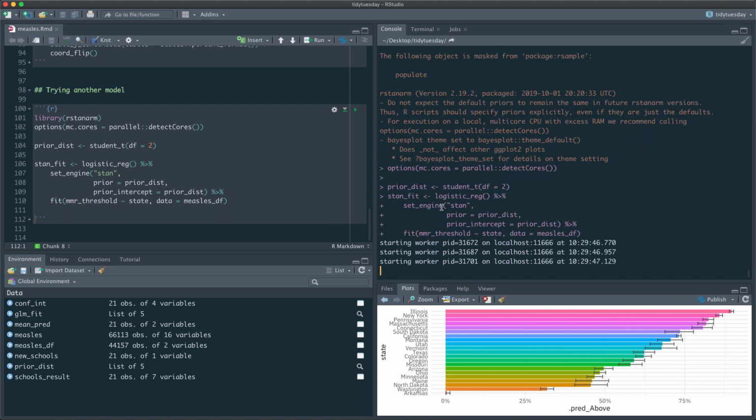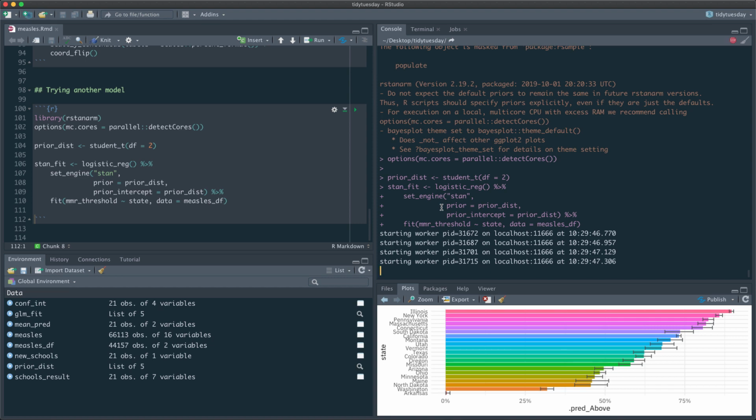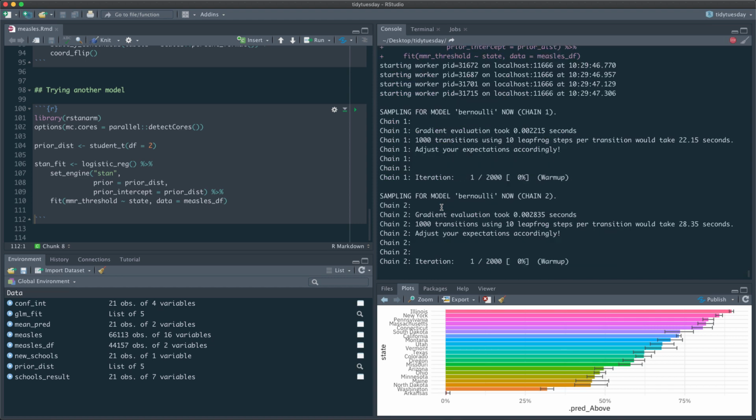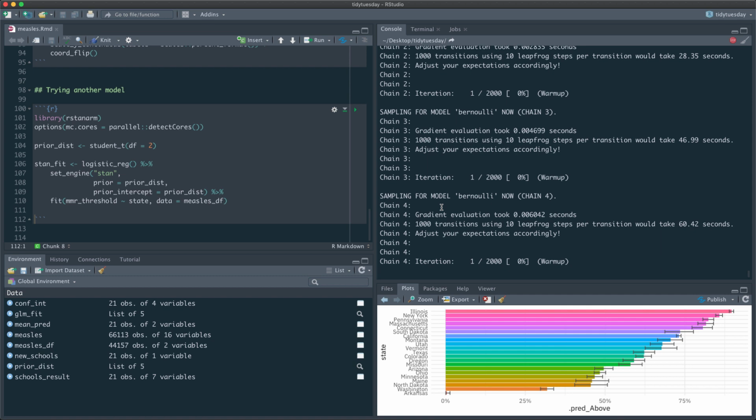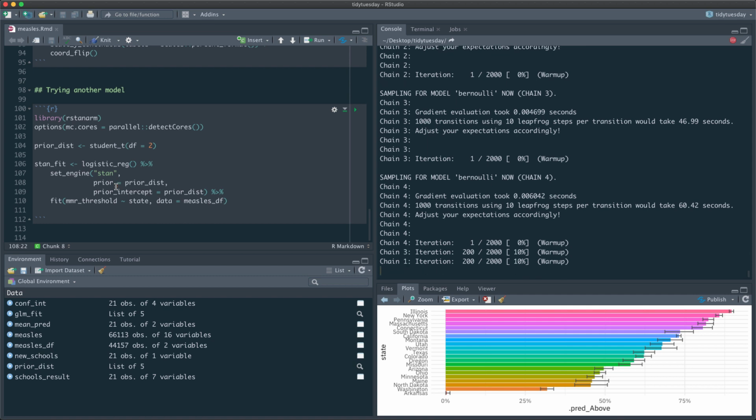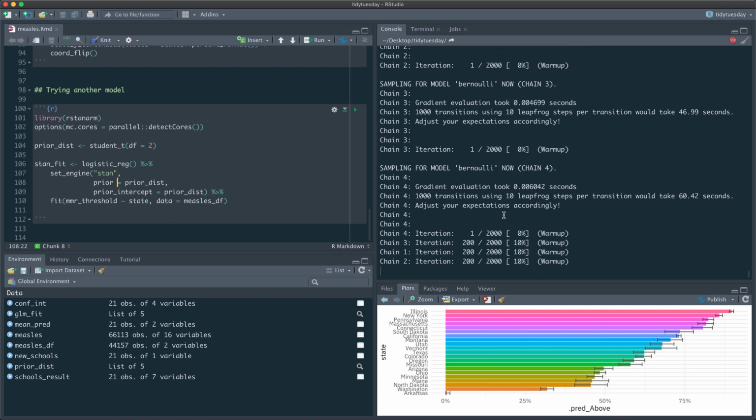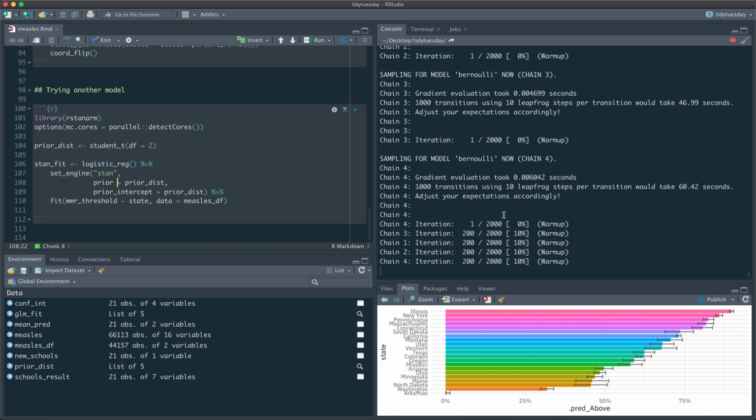Let's see how fast this goes. So it's setting up, using my cores, and setting up this Bayesian modeling. It's fitting the same model, and notice that I specified it very similarly. I just had to change the engine, and then tell it some things that are specific to that engine, which are the priors. And now it is going to go through and do its computationally intensive thing here.